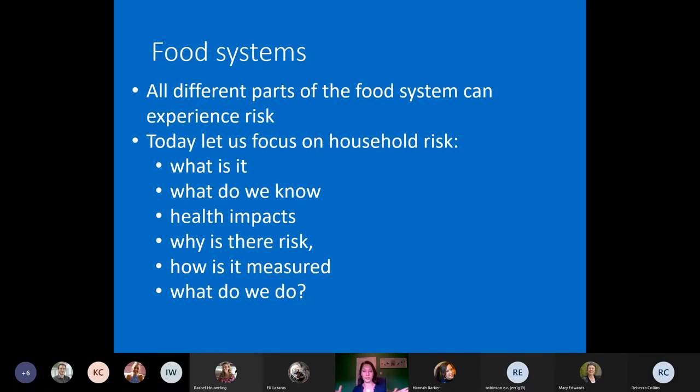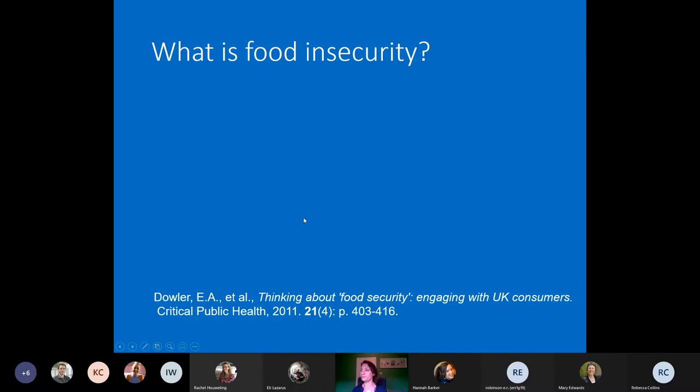So it's wonderful to do all these things around conceptualizing it, thinking about it, measuring it. But so what do we do? So, another kind of so-what question. So what is food insecurity? I'm going to draw on Liz Dowler's work.